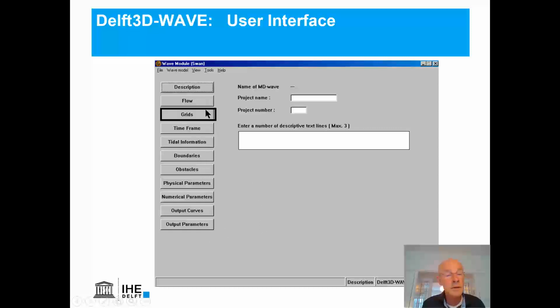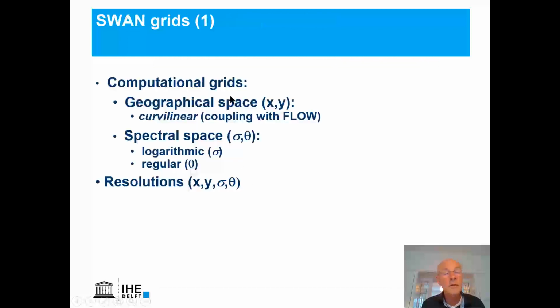through especially the grids. They are in the geographical space. So what are the actual numerical grids, like the flow grid that we are used to generate with the RGF grid. This can be curvilinear, and it usually is curvilinear. And we also have to define the spectral space, logarithmic in the frequency, and regular in the direction.